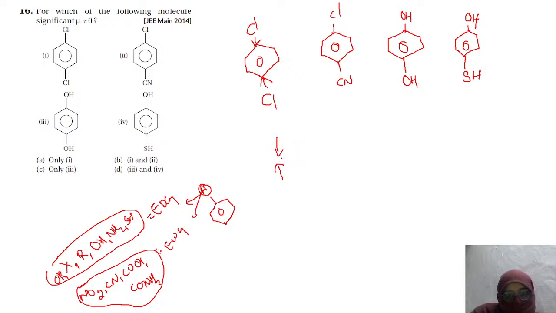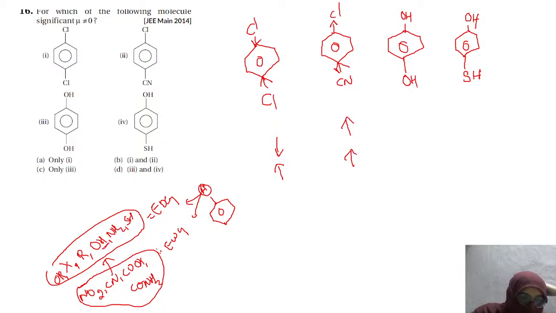Now here, towards chlorine, and here towards cyanide, which is a withdrawing group. So they will cancel. Cyanide, please keep it here. Cyanide will be again this group, so please put it here. So up.